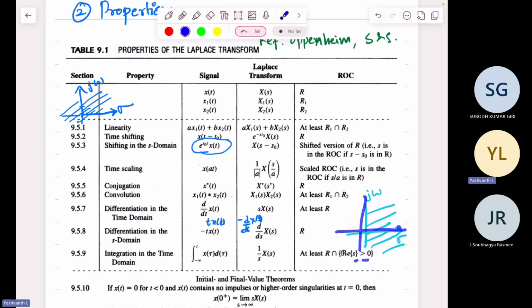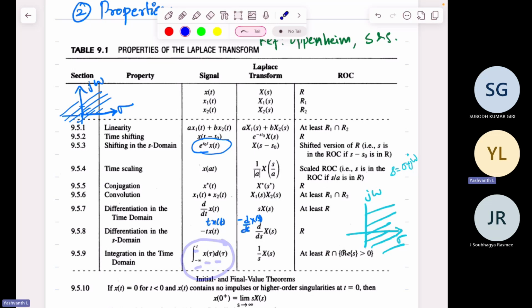What is s? s is nothing but sigma plus j omega. If real part of s is greater than 0, that means sigma is greater than 0. So everything to the right hand side of the j omega axis is the region covered by this second set. This is the set of all points on the right side of the j omega axis, characterized by real part of s greater than 0. Now take the intersection of that set with the actual ROC of x of t. That will be the ROC of the Laplace transform of the signal, the integral from minus infinity to t of x of tau d tau.